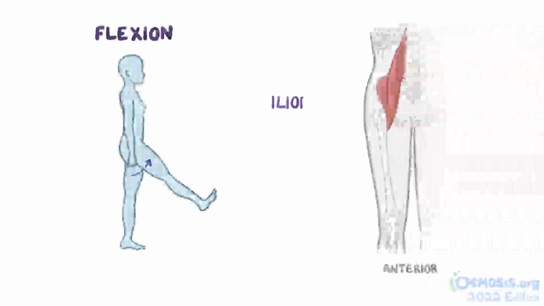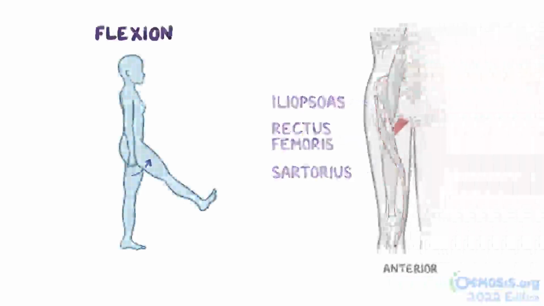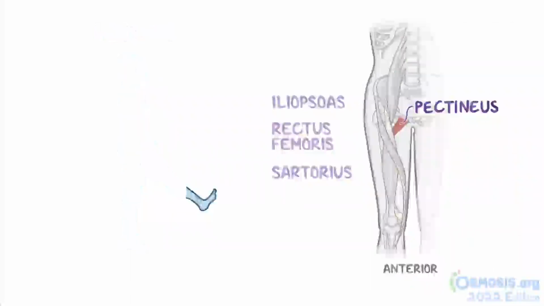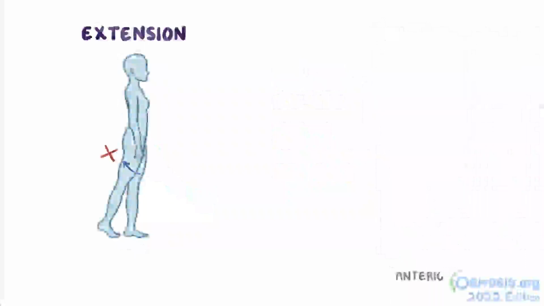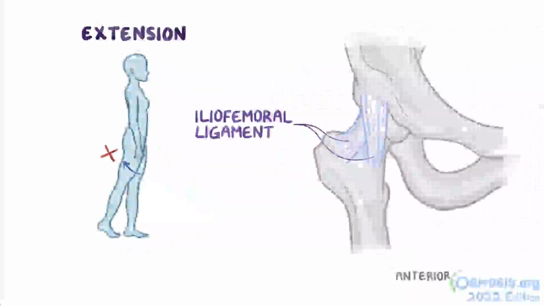Okay, now that we know our hip joint players, let's look at the hip joint movements and identify the main muscles that produce them. For example, flexion is produced by the iliopsoas, sartorius, rectus femoris, and pectineus. Extension is produced by gluteus maximus and the hamstrings, and it's limited by the tightening of the iliofemoral ligament.